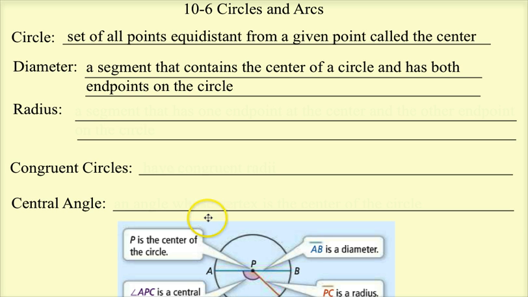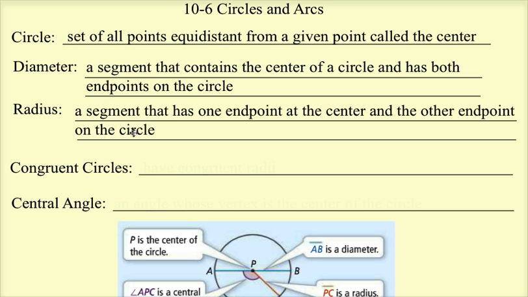So if you're looking at the picture right here, we have circle P, and P is the center, so we refer to this as circle P. The diameter is AB. It contains the center, and it has both endpoints on the circle. A and B are the endpoints, and they're on the circle, and it goes through the center. So that's a diameter.